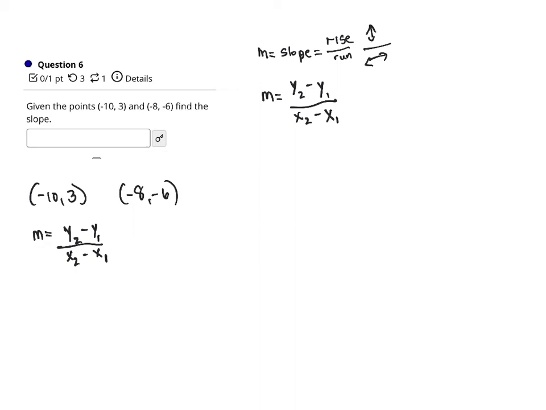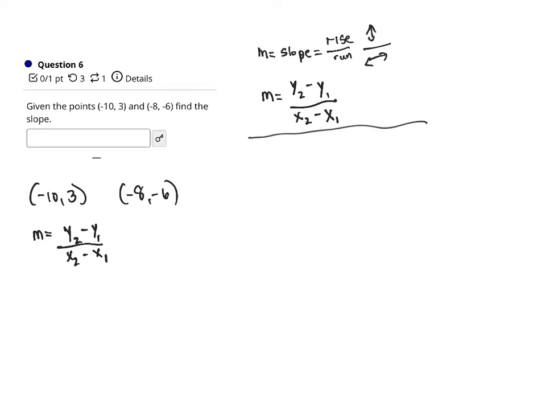We have two ordered pairs and we need to find the slope. The slope, just to remember, m equals the slope, that's rise over run. So the numerator is going up and down and the denominator is running left and right. So then here's the formula for the slope.